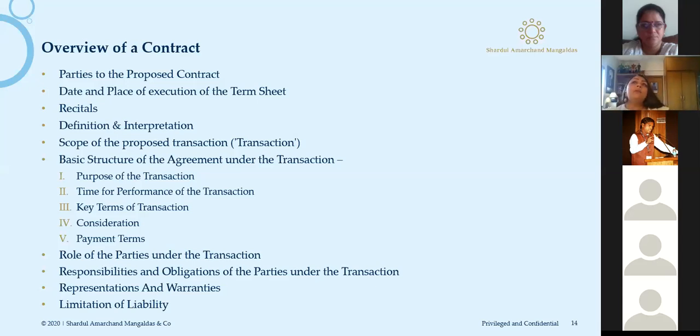So time is extremely important to be specified when the performance needs to be done, because sometimes it is the basis on which is essential to the performance itself of the contract. Then the scope of the transaction. What is the scope about? What is this transaction all about?